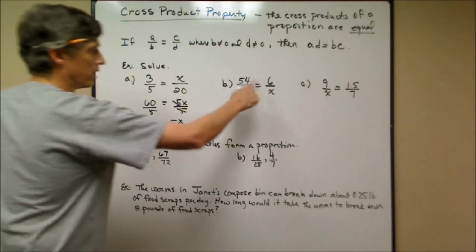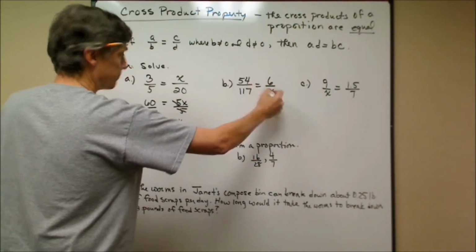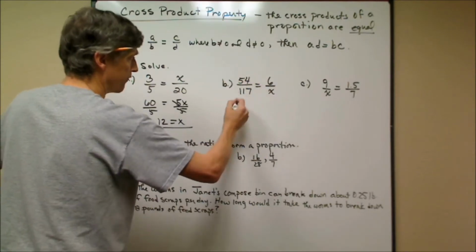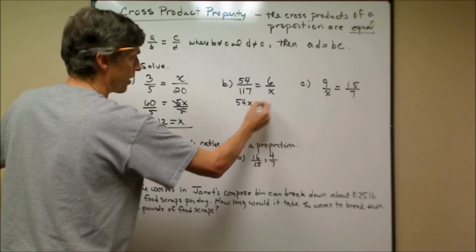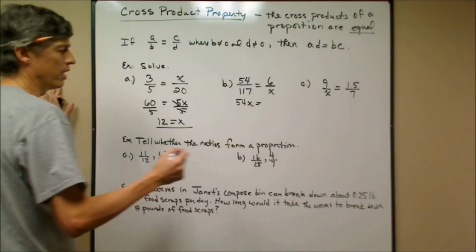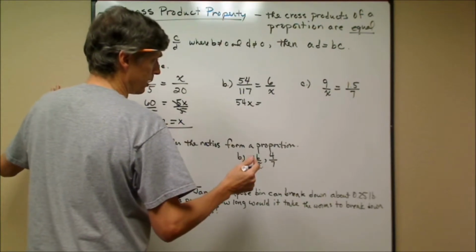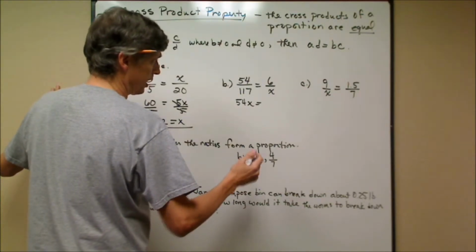Here's one with some slightly bigger numbers. I'm going to multiply these two together here. These are the extremes, and I get 54 times x, or 54x. Here I'm going to multiply these two together. Yikes. See, 117 times 6. Ooh, that looks like that would be 700.